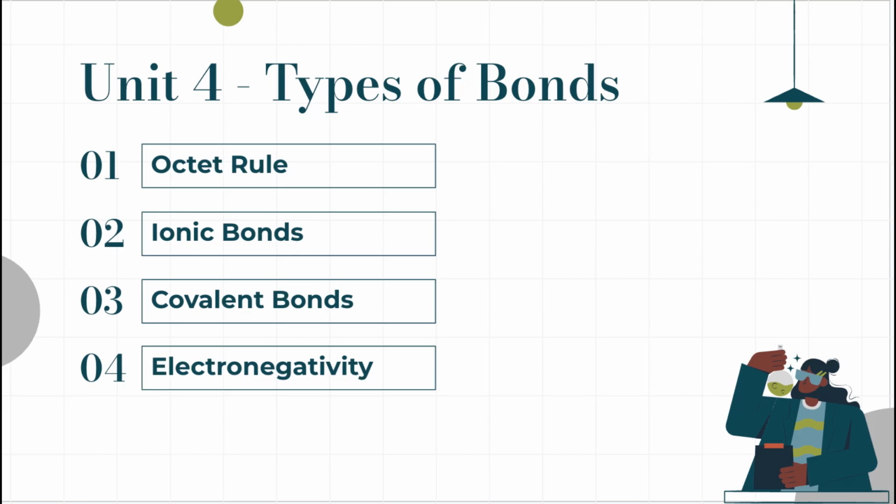Welcome to Unit 4 of our chemistry curriculum, where we will explore the world of chemical bonding. Understanding how atoms connect is fundamental to grasping the behavior of matter. In this unit, we will delve into the octet rule, then examine two primary types of bonds, ionic and covalent bonds, and finally, we will discuss electronegativity.